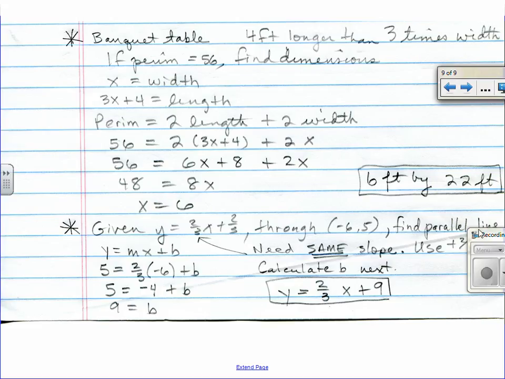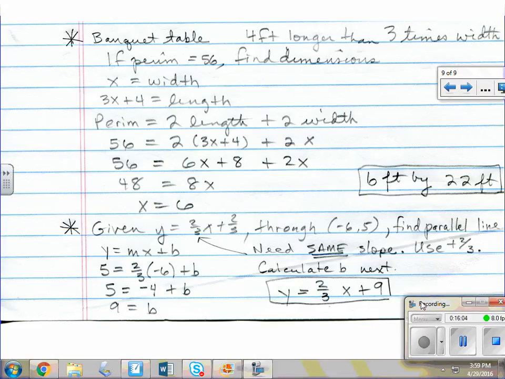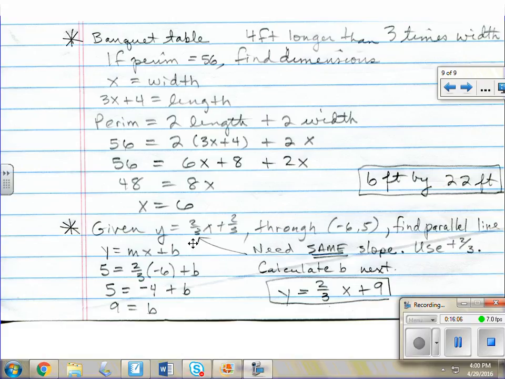And here's one last slope problem. We're trying to find a parallel line, the equation for it. And so 2/3 is my slope. I need the same slope because it's supposed to be parallel. If it was going to be perpendicular, I would use a negative 3/2. So I'm going to take my ordered pair, which is an x and a y, and substitute the x and y values into that equation, y equals mx plus b. I'm also using the same slope, 2/3, because like I said, I need a parallel line.